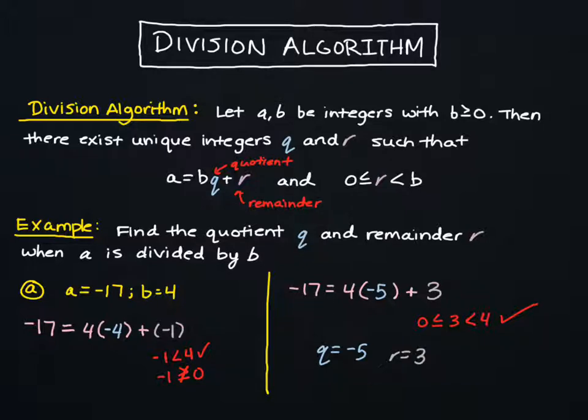And so I want you to understand the importance of what the division algorithm is doing. We were able to find two different quotients and remainders, but because of the restriction that the remainder has to be nonnegative and strictly less than the number b that we're dividing by, we only get one solution, and that solution is unique. Let's do another example.